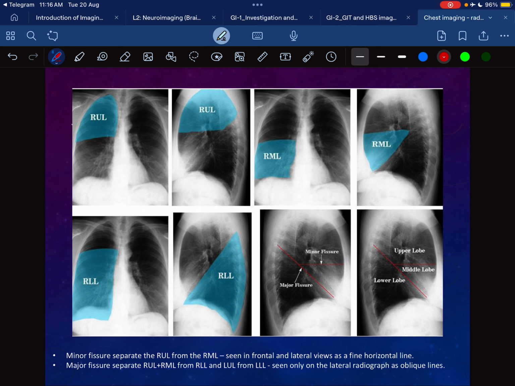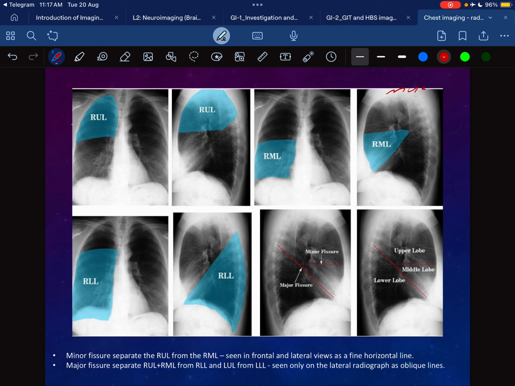The middle lobe is a triangle anterior at the level of the heart, this area. The lower lobe is triangular posterior, and the upper lobe is a semicircle at the top of the lung. So if you need to differentiate between upper, middle, and lower, you have to have a lateral or CT scan. Sometimes it is very difficult to find on a frontal chest X-ray.